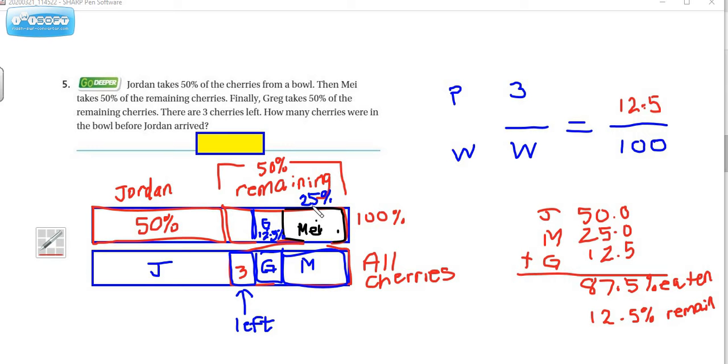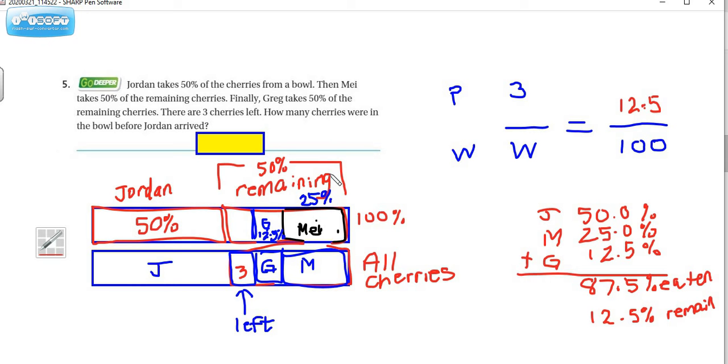All right, then Greg came along, and he was looking at what was left in this little chunk right here, and he took half of that. So what does that mean? That means he really took half of this. All of this would be 25%. Half of 25% is 12.5%. So that's Greg's amount. So we have what Jordan took, 50%. We have what May took, which was 25%. And we have what Greg took, which ended up being 12.5%. If we add all that up, then that means that 87.5% of the cherries were eaten.